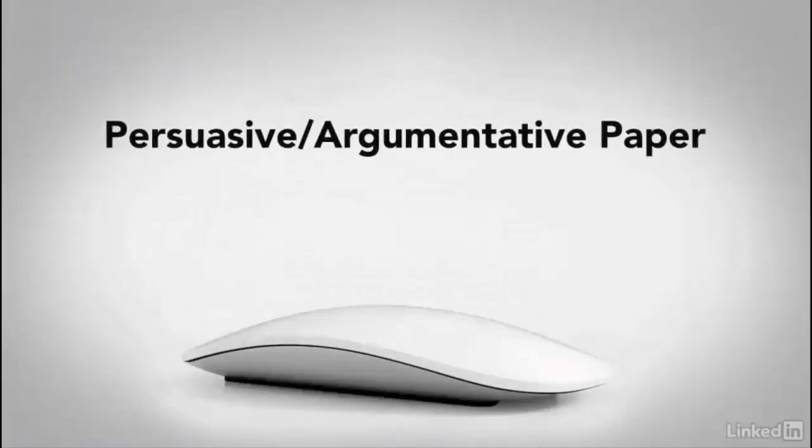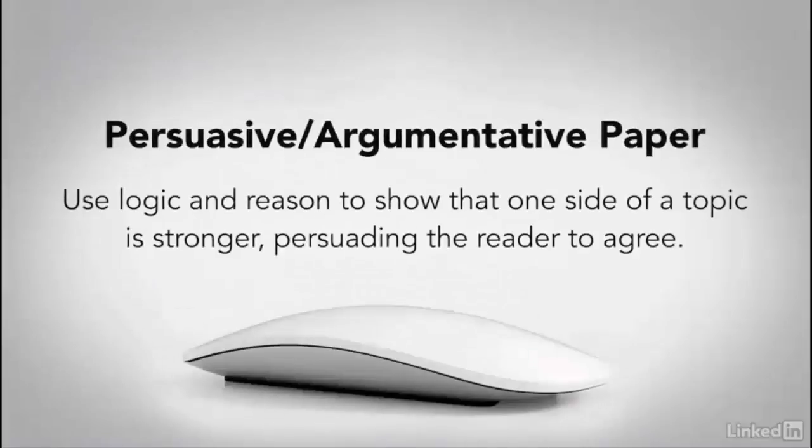Argumentative, persuasive papers use logic and reason, rational thinking, to show that one side of a controversial topic is stronger, and ultimately to persuade the reader to agree with the writer's position, or at least to think about some of the other side's points. Any sound argument is supported with solid evidence: facts, specific examples, and authoritative expert opinions.